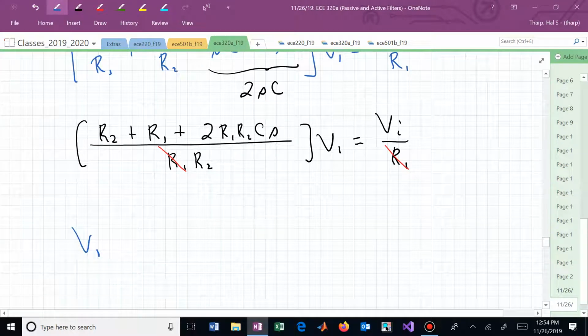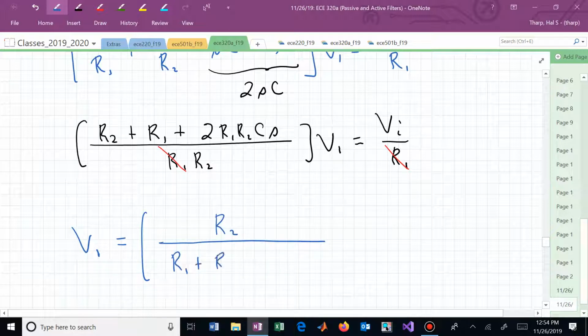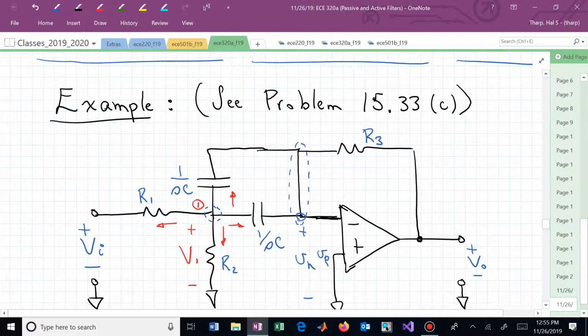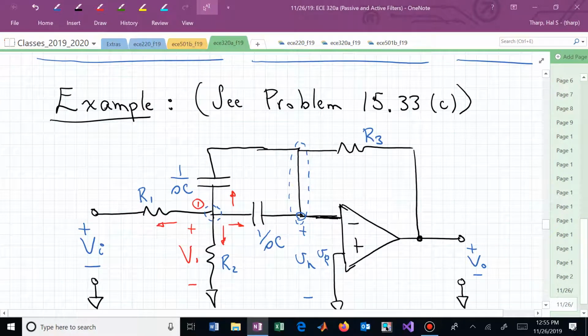We now can say that V sub 1 in terms of V sub I is R2 over R1 plus R2 plus 2 R1 R2 CS times V sub I. That's one of the unknown node voltages, the one at node 1 relative to the input V sub I. Let's now write a second node voltage so that we can introduce our output voltage V sub 0 into the equations that we have available to basically find the transfer function between V sub I and V sub 0. And hopefully that will allow us to get rid of V sub 1 and get the transfer function that we want.